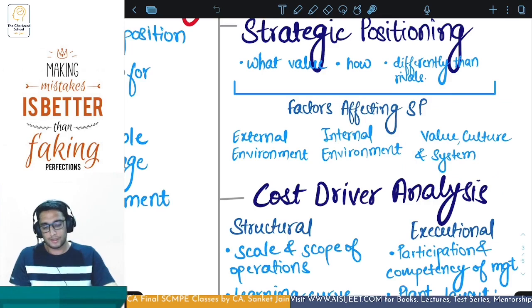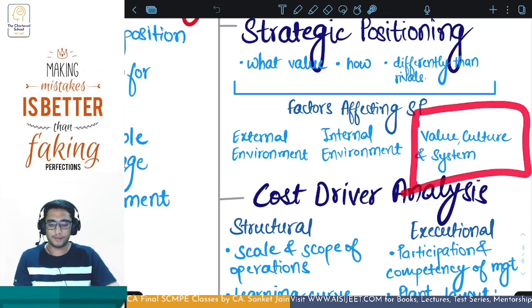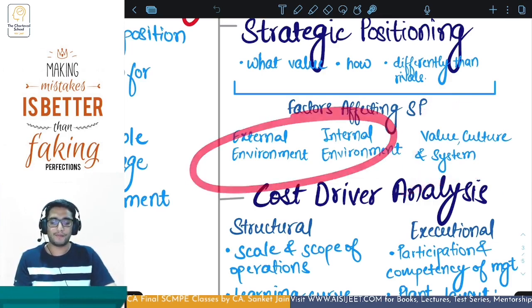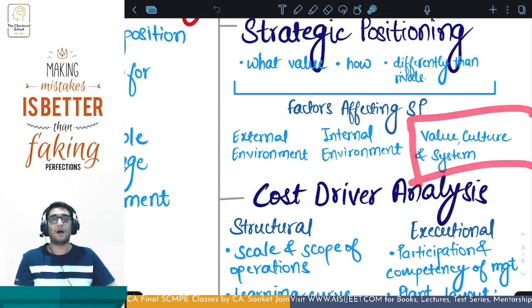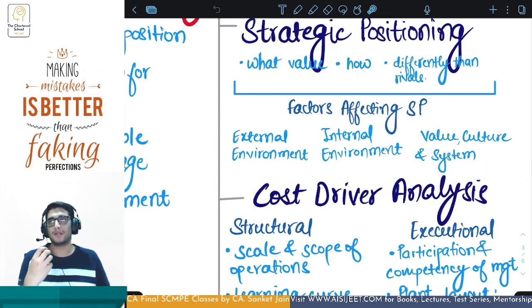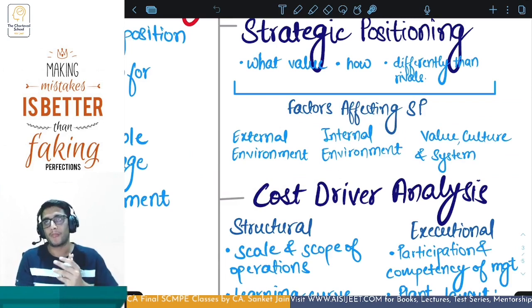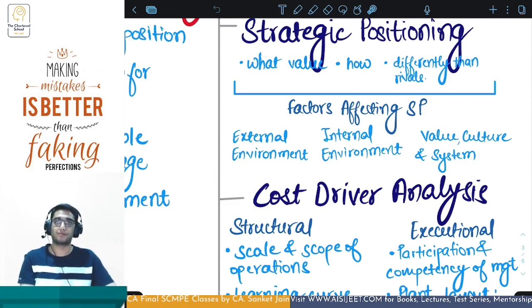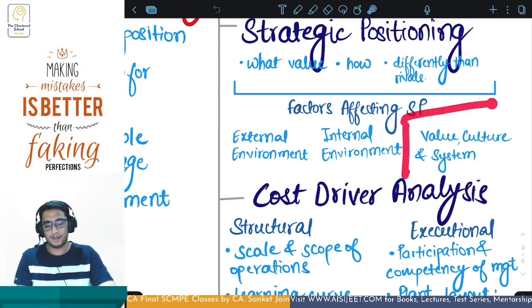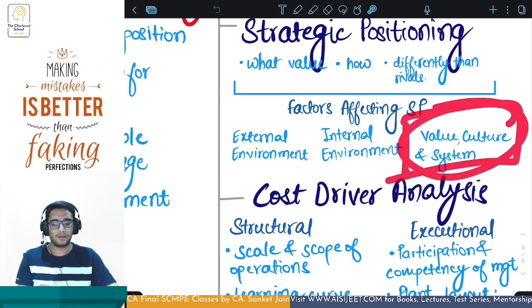All right. So this is more like a non-financial kind of thing. Of course, all three are non-financial, but this one is more related to ethics, or the culture of the organization, how it deals with things, how it operates in the industry. Everything is considered under this point.